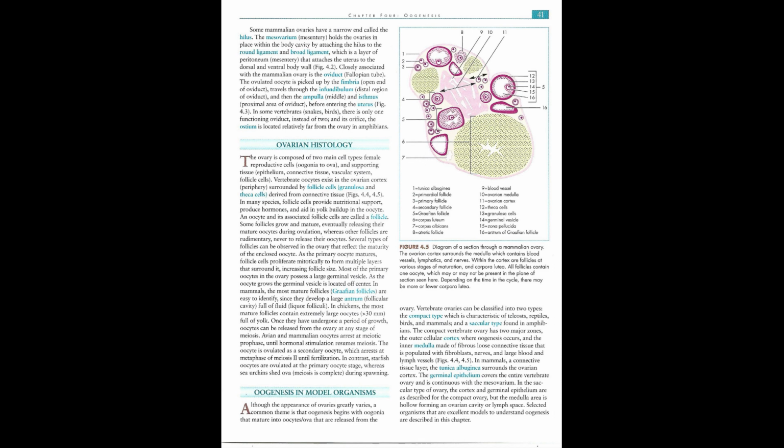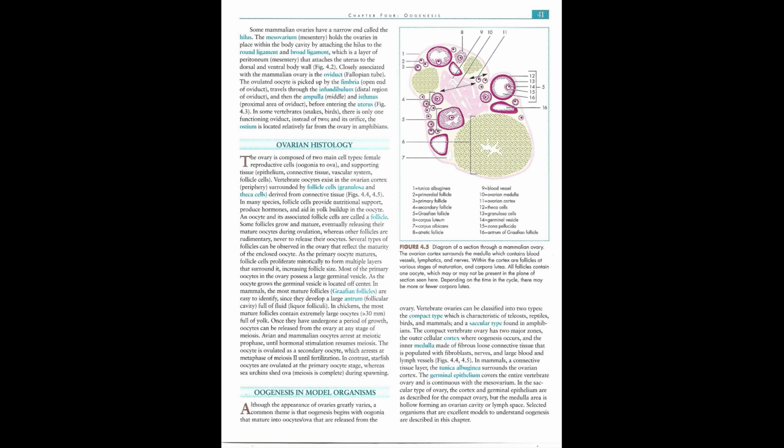Once they have undergone a period of growth, oocytes can be released from the ovary at any stage of meiosis. Avian and mammalian oocytes arrest at meiotic prophase until hormonal stimulation resumes meiosis. The oocyte is ovulated as a secondary oocyte, which arrests at metaphase of meiosis 2 until fertilization.